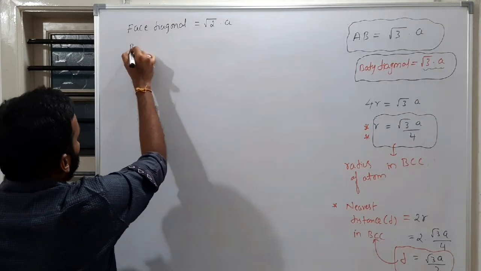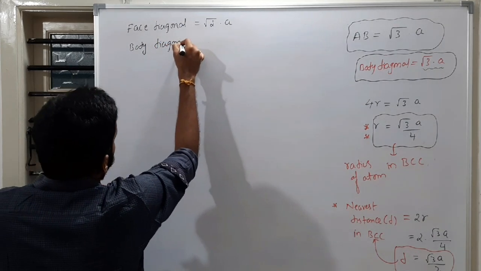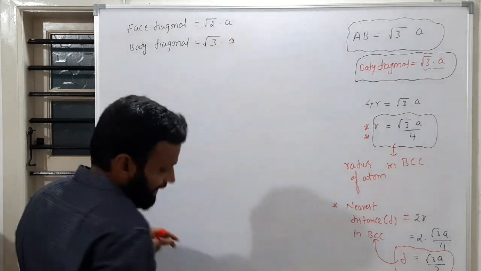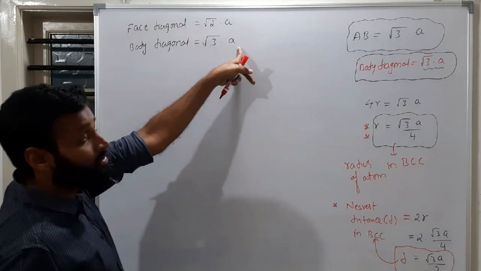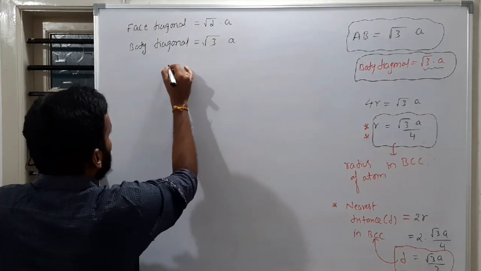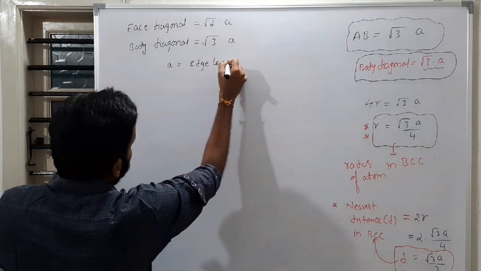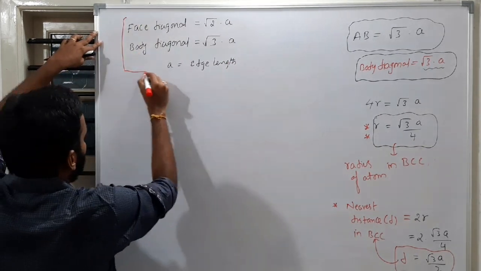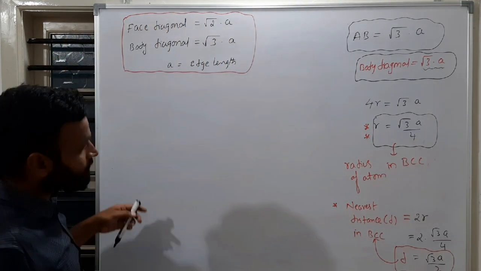So face diagonal. What is the formula for body diagonal? Body diagonal is equal to root 3 into a. Again, here also there is no root for a. A means what, you know? Again tomorrow don't ask me, sir, what is a? So here only I will write it better: this is edge length. So you have the formulas for face diagonal as well as body diagonal.